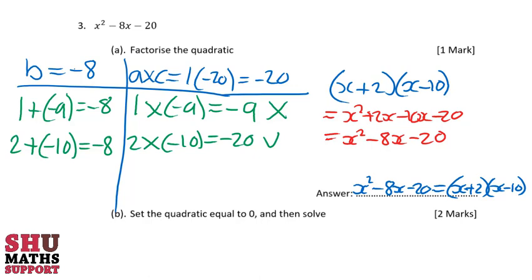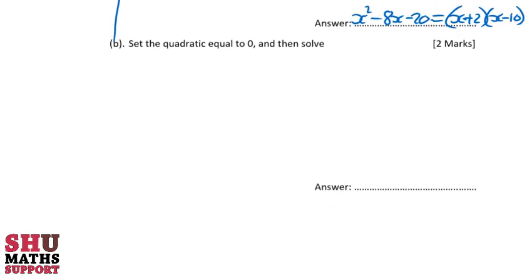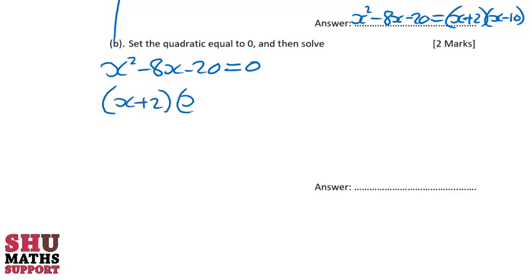So now in part B, we're asked to set the quadratic equal to 0 and then solve. So we want to set what we had before equal to 0, and then we need to solve for the two values of x. So we've got x squared minus 8x minus 20 is now equal to 0. So this means that x plus 2 times x minus 10 is equal to 0. And then the values that make this equation true are going to be x equals minus 2 or x equals positive 10.